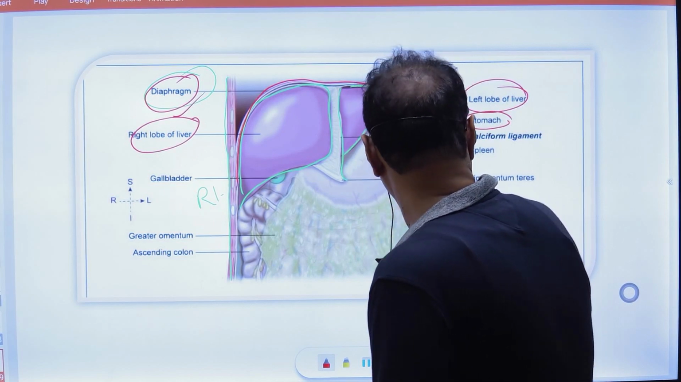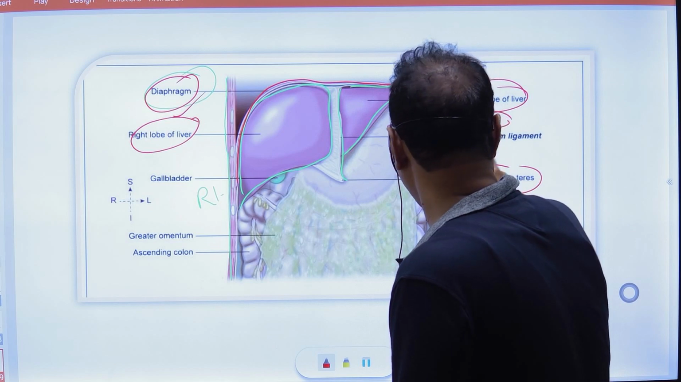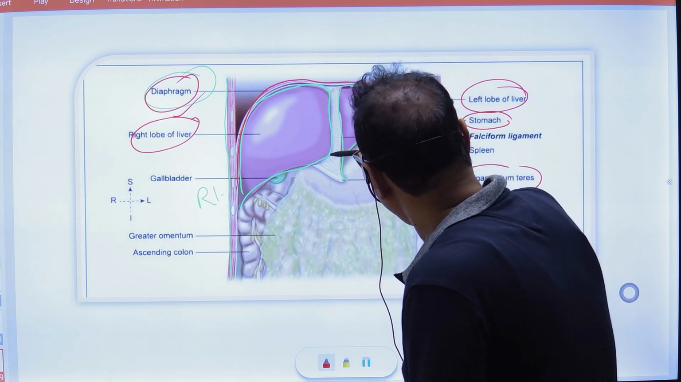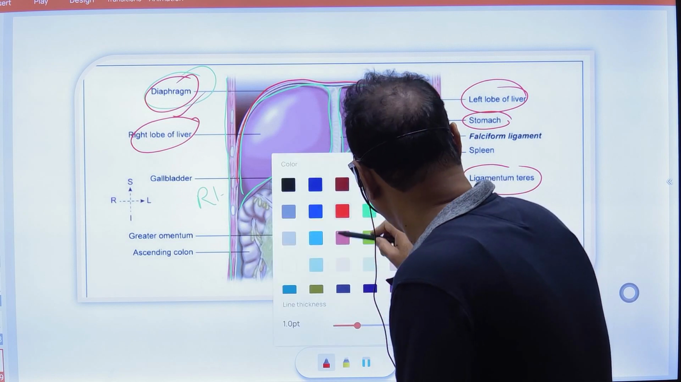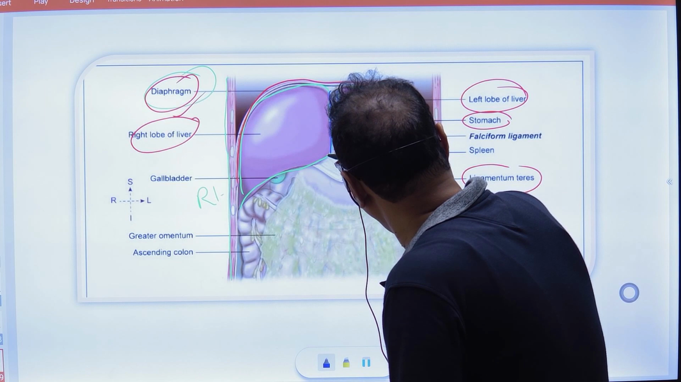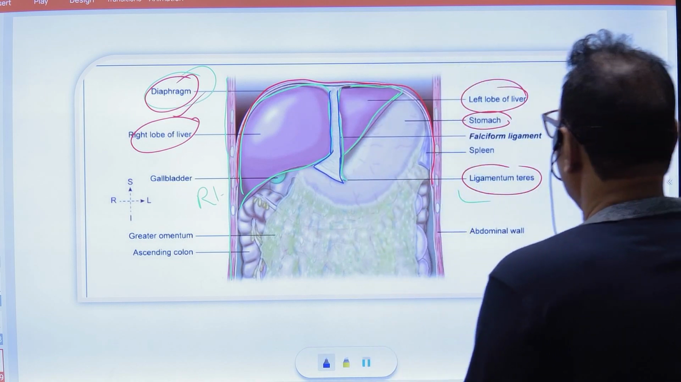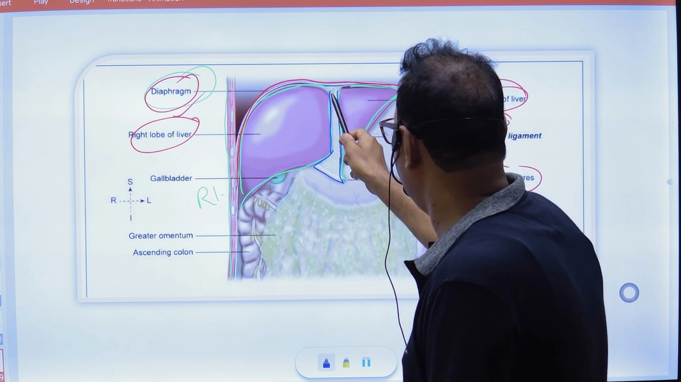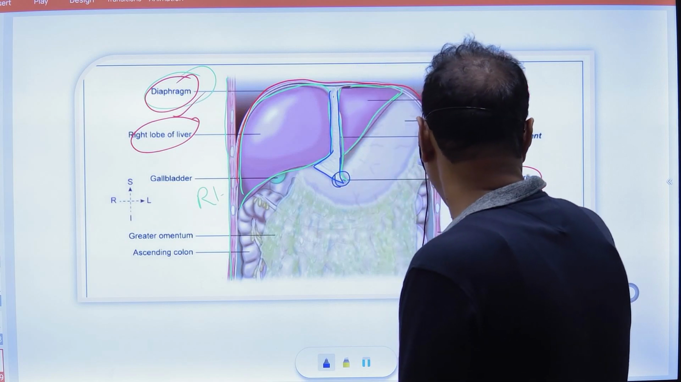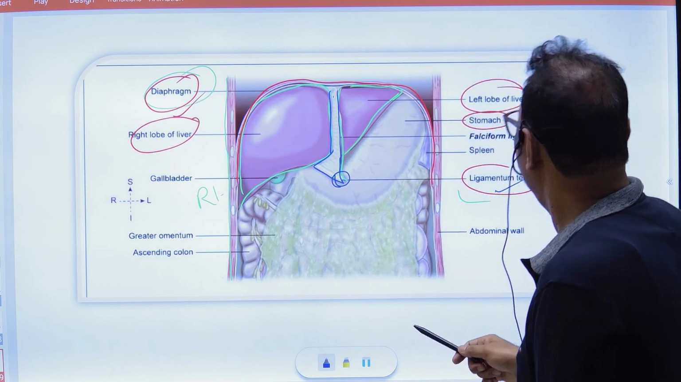Now this is the attached margin. This is the ligamentum teres in the falciform ligament. We have the falciform ligament over here. In this falciform ligament, the attached margin is attached to the liver and the anterior abdominal wall. But the free margin will contain the ligamentum teres.